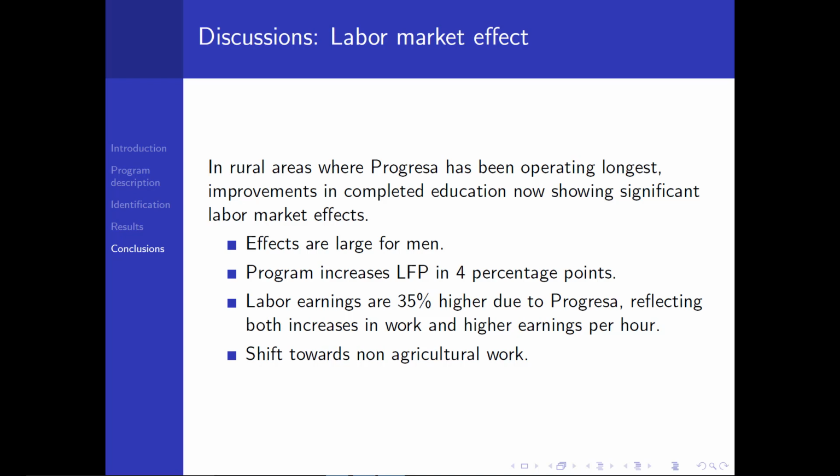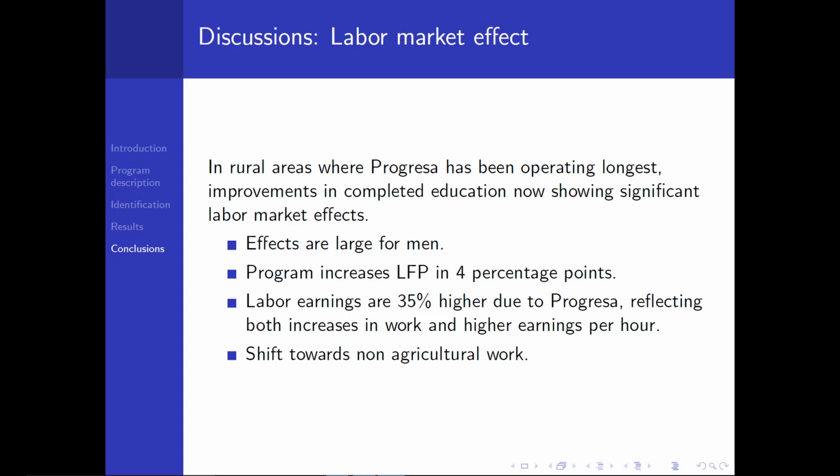Time in Mexico, and so we're seeing improvements in completed schooling, which are now showing some significant labor market effects for men. For men, the effects are pretty large, not just in schooling, but in increasing labor force participation for a group that already worked a lot, measured by the way that work is measured in the census. Labor market earnings are 35% higher. This reflects both increases in work, higher earnings per hour, and more hours worked. You also see a shift towards non-agricultural work.